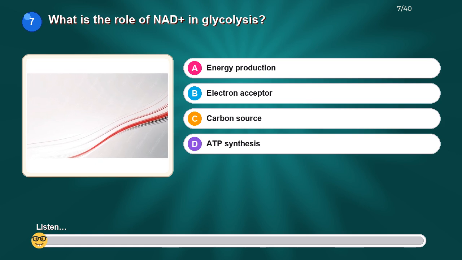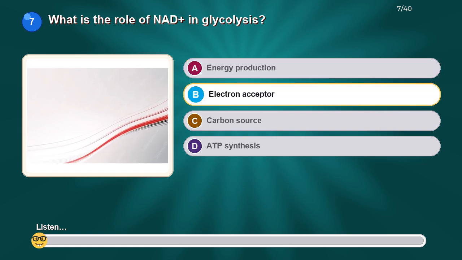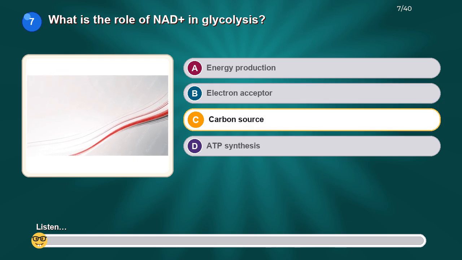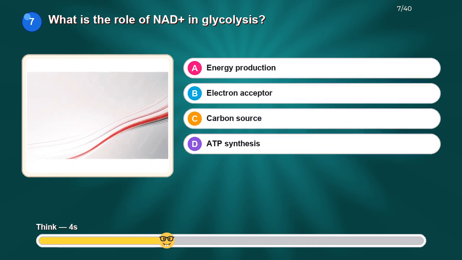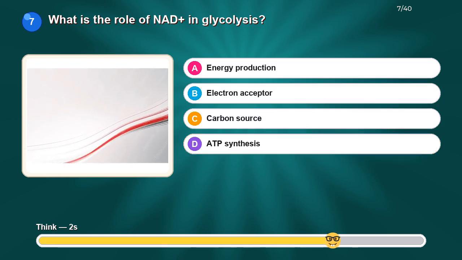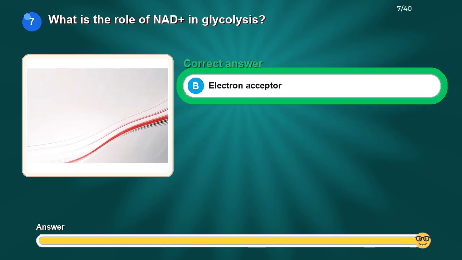What is the role of NAD+ in glycolysis? Option A, energy production. Option B, electron acceptor. Option C, carbon source. Option D, ATP synthesis. The correct answer is electron acceptor.